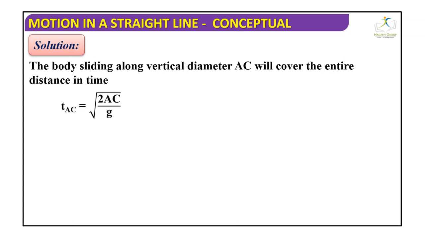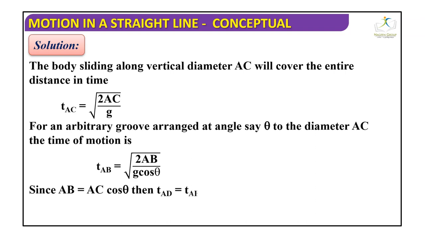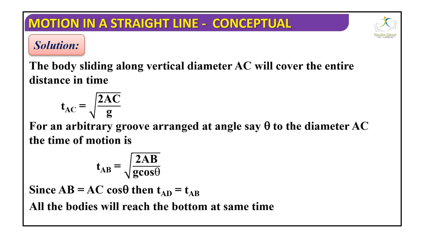entire distance in time t_AC is equal to the square root of 2 AC by g. And for an arbitrary groove arranged at an angle, say theta, to the diameter AC, the time of the motion is t_AB is equal to the square root of 2 AB by g cos theta. Since AB is equal to AC cos theta, then t_AD is equal to t_AB. All these bodies will reach the bottom at the same time. This is option 2.